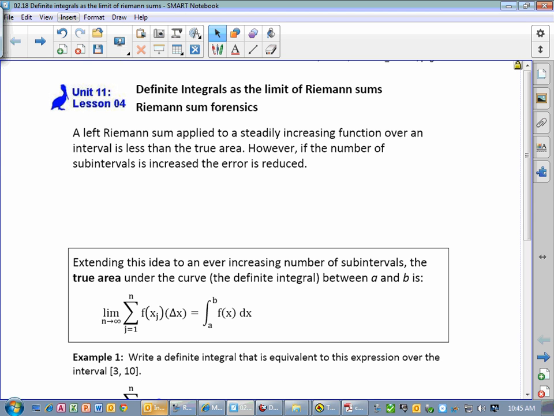So we're going to finally get to the actual real definition of the definite integral today. And it's actually a limit of Riemann sums. So it says a left Riemann sum applied to a steadily increasing function over an interval is less than the true area. However, if the number of subintervals is increased, the error is reduced.